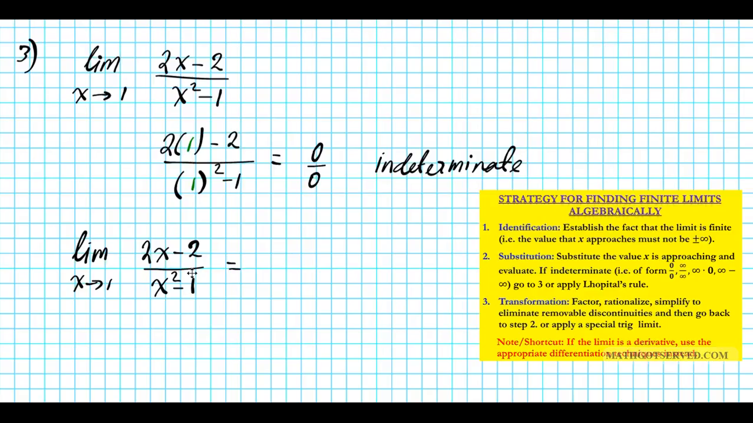Okay, so if we factor this expression, we'll have 2 times (x minus 1). And then using the difference of squares factorization for the denominator, we have (x minus 1) times (x plus 1). Okay? And then what do you see happening here? X minus 1 cancels out. Now that is a removable discontinuity, so you cancel that out. Okay? All right, now we're done with our transformation.